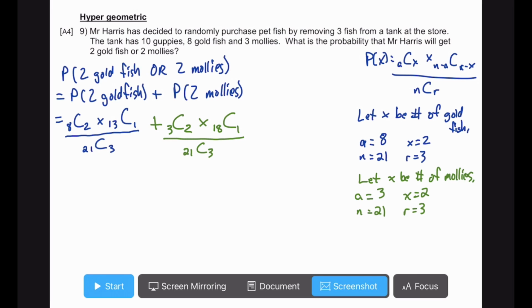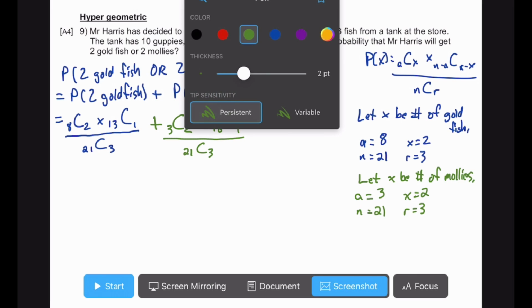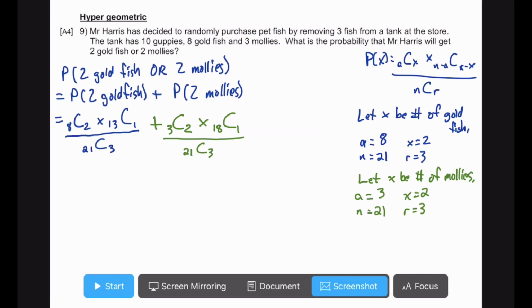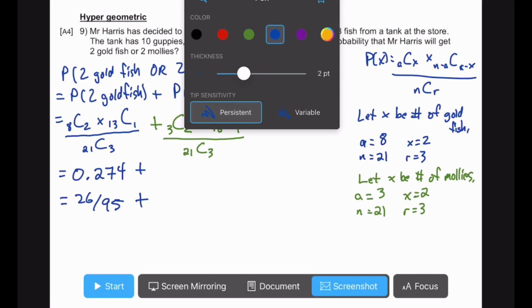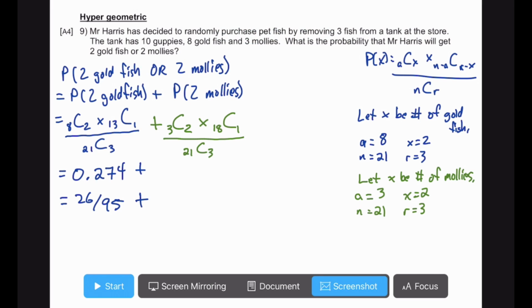And now it's just a matter of calculation, so let's jump to our calculator and calculate these values. And in the first instance, we're going to get a value of 0.274, or if we stick with the fraction, 26 over 95. Let's find our second value. And we're going to have 0.0406, or 27 over 665.